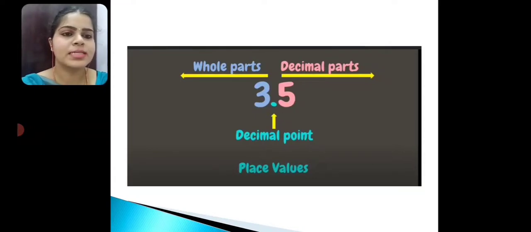Now, let us see an example. Let us take 3.5. In 3.5, the point is called the decimal point. The value to the right side of the decimal point is called the decimal part. The value to the left side is called the whole part.